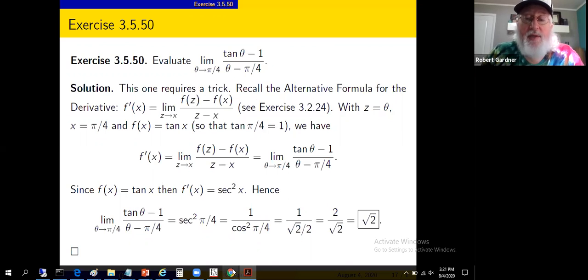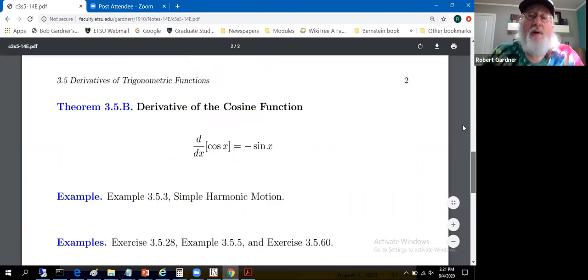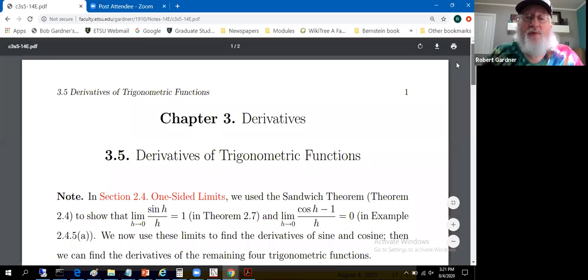And that takes care of this section. All right, so that finishes derivatives of trig functions. What we've got left to do is derivatives of log functions will pop up at some point in the near future, and the chain rule. We still need to do the chain rule.